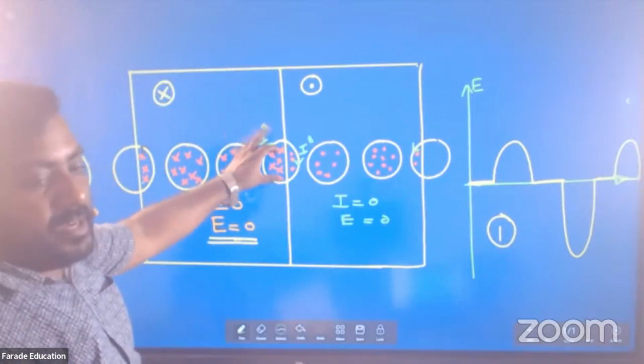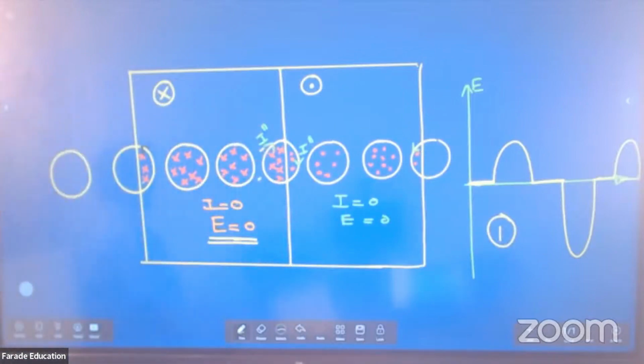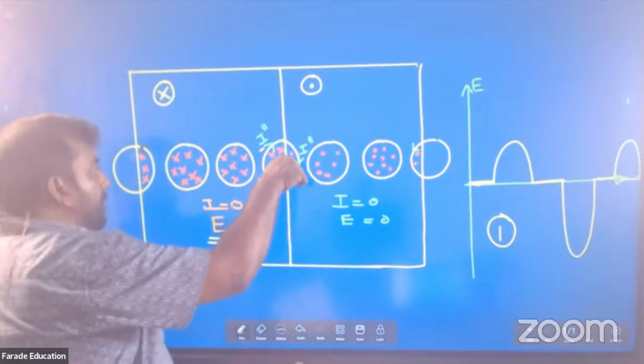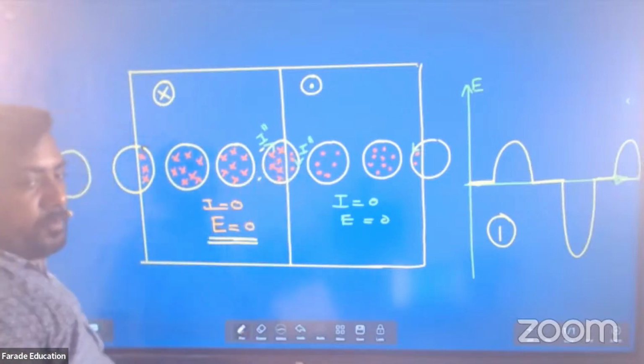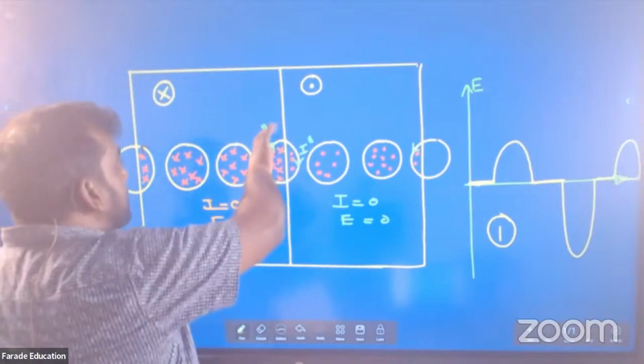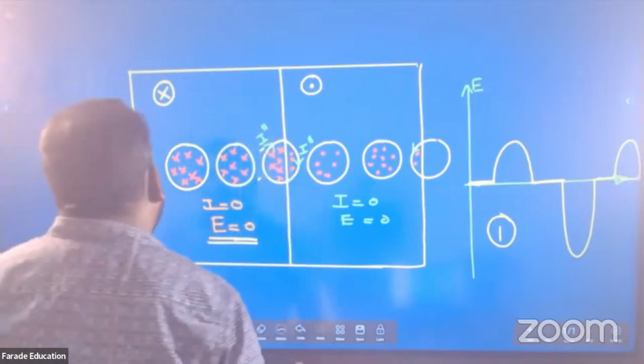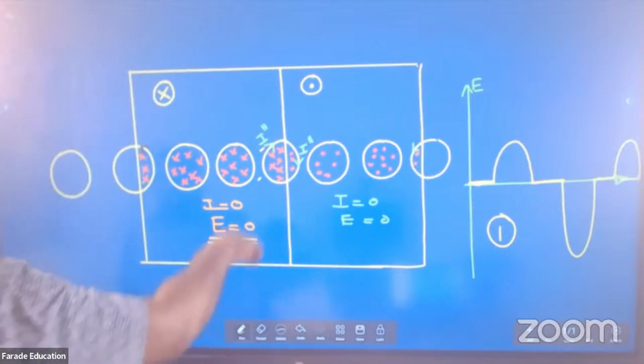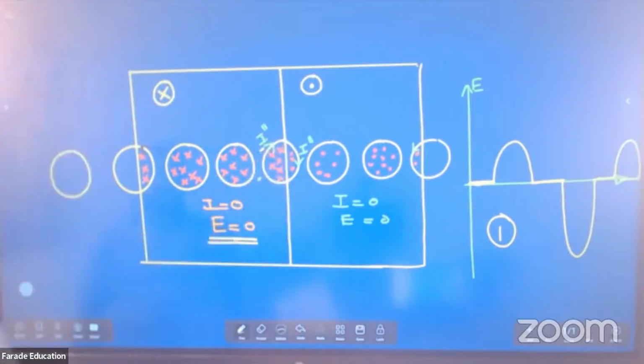The number of crosses will reduce, so we must oppose this. To oppose this, we place the thumb inwards, and there will be a clockwise current.